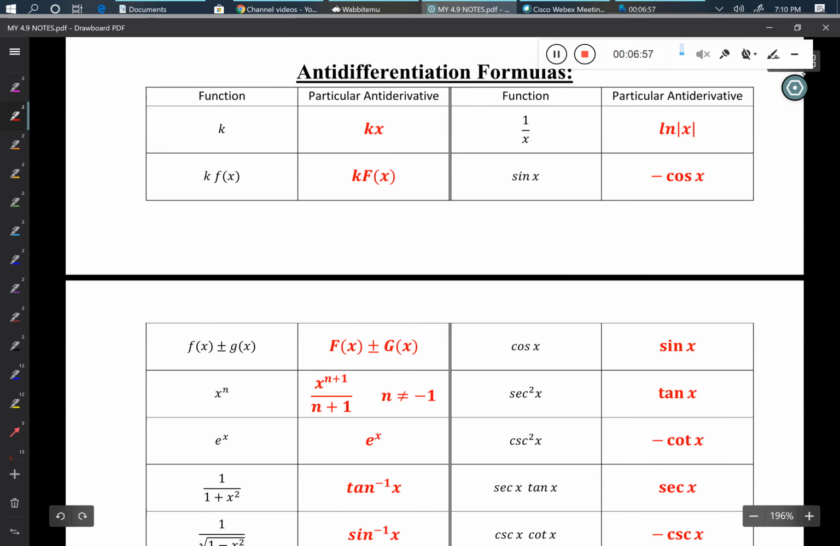Now, I had a whole table of how to take derivatives, so now I've got a whole table of how to take antiderivatives, right? I'm going to work my way down this left-hand column over here, and then we'll move to the right-hand column. Okay?